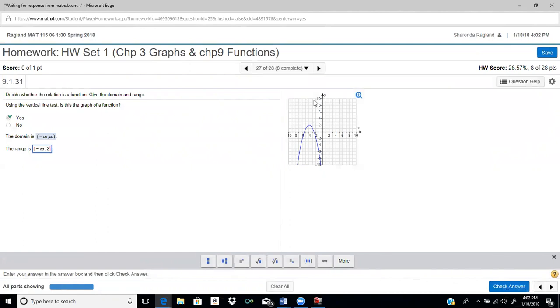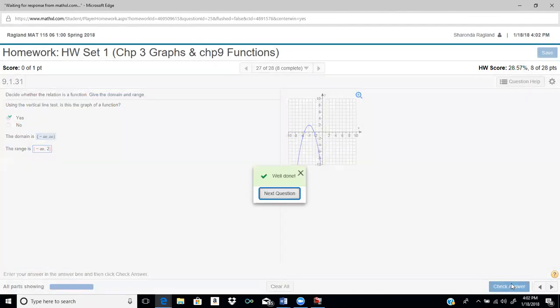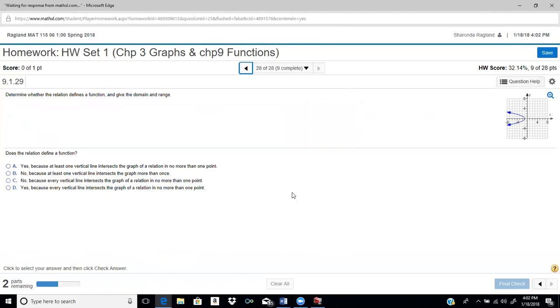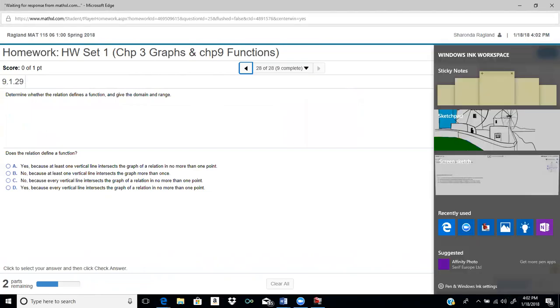Okay, and that looks like that's at 2. Check. Very good. Don't know why it's in red. All right, it changed. All right, this one here is different. Okay, now, let's get this.